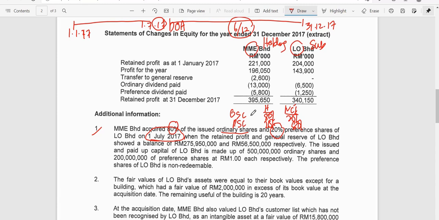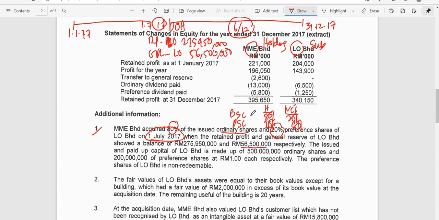On this date, you are informed that the retained profit of LO, the subsidiary, was 22,75950, and you are also informed on the January reserve balance of LO to be 56.5 million. That was the information on the date of acquisition.